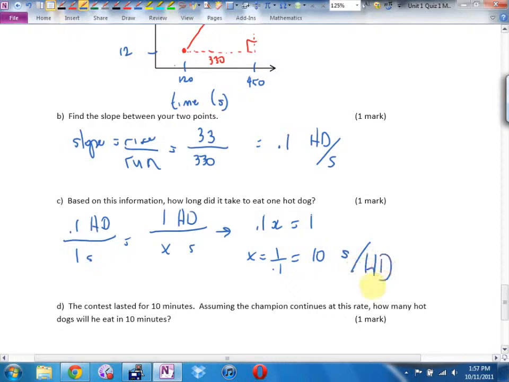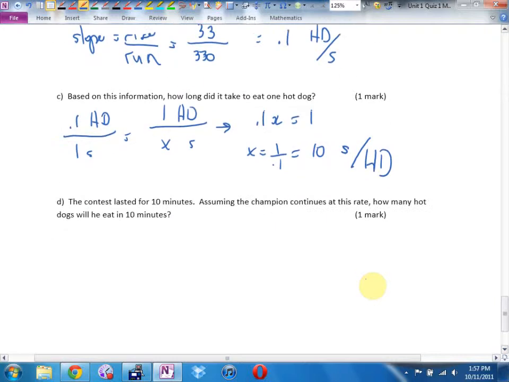If the contest lasted for 10 minutes, how many hot dogs will he eat in 10 minutes? Right now, you cannot do the question as is. You cannot solve this question as is. Before you go any further, you have to do something. What's the first thing we have to do?